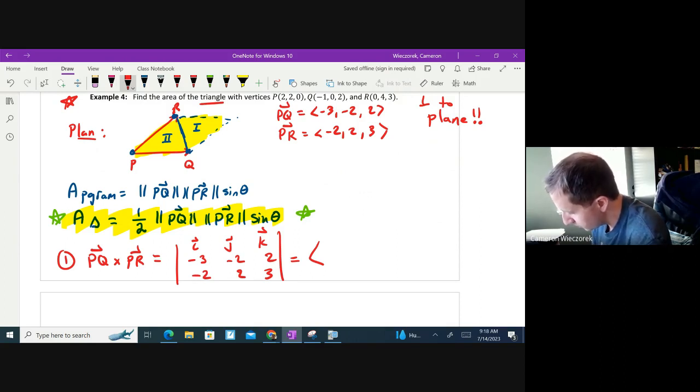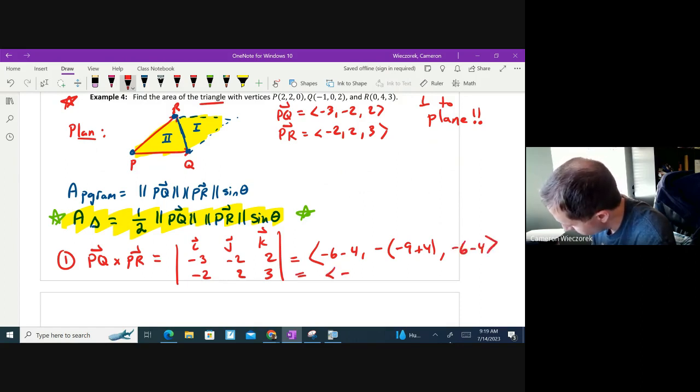We're going to end up with, cross off first row, first column: we get -6 minus 4. Minus, switch the sign, cross off first row, second column: we get -9 minus -4, so -9 plus 4. Cross off first row, third column: we get -6 minus 4. So I end up with -10, -5, so +5, and -10.